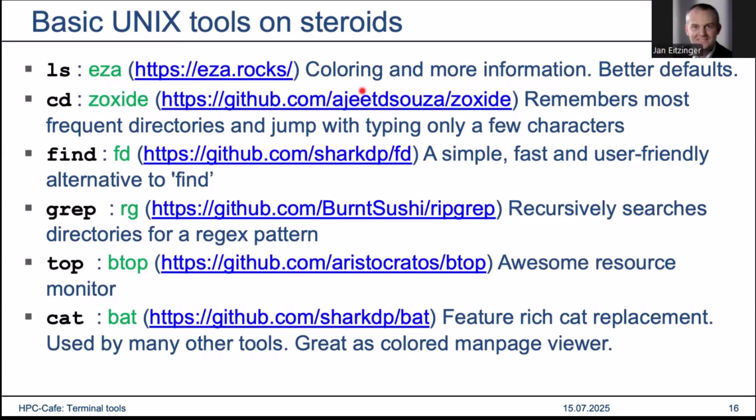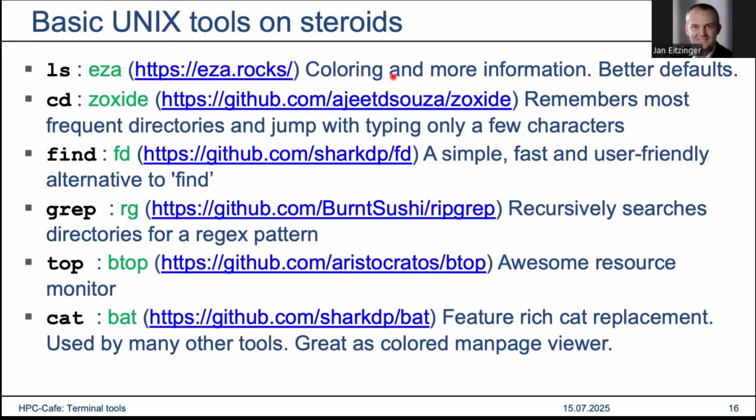Then for cd, there is zoxide. This is really a time saver. It remembers your most frequent directories and jumps there with you typing only a few characters. Usually you go over and over again to the same directories. So you can type z with just 3 or 4 characters, press enter, and on a best effort basis, it will jump to this directory directly. You don't have to remember where exactly it is. This is, of course, helpful if you have a very deep directory hierarchy.